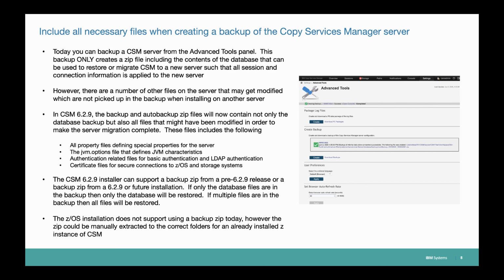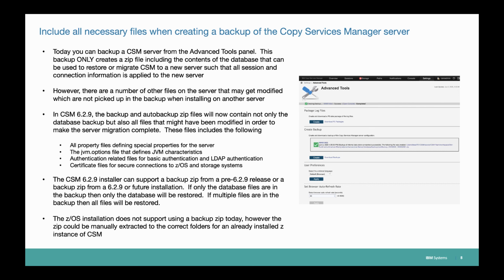So in this release, we finally added all those into our backup. Everything's zipped up into that backup zip, and then it can be used on a distributed install later on. The 629 installer is able to handle both backups that were made at a 629 level, as well as backups that were made pre-629. So it's able to see that if not all the files are there, if it's just the database, it'll handle it with just the database. But if all the files are there, it'll restore all those files and you should be good to go.